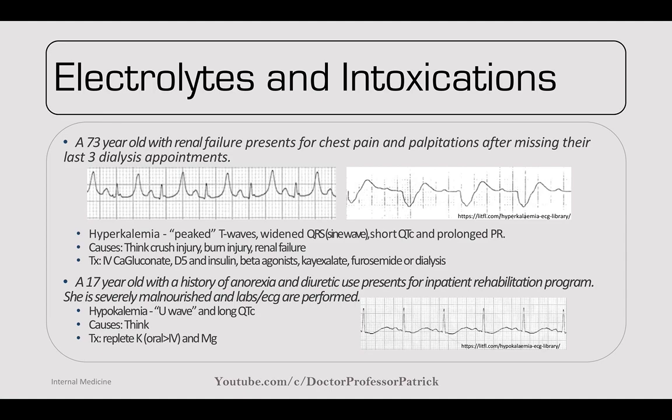So next up, we've got a 17-year-old with a history of anorexia and diuretic use, and he presents for inpatient rehabilitation program. She is severely malnourished, and her labs and EKG shown below. So we've got somebody with a U-wave formation. The T is diphasic, so it splits up and down, and there's a long QTC. So we want to think anything that's going to lose potassium. Diuretics are a big option, and then any type of GI upset. If there's vomiting or diarrhea, those are the most common causes.